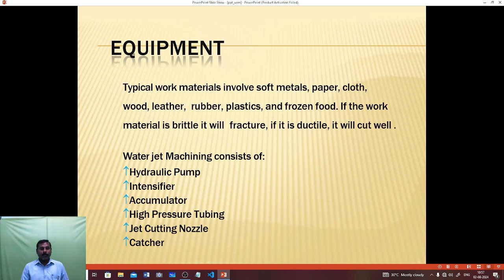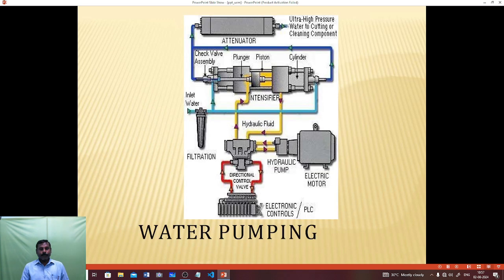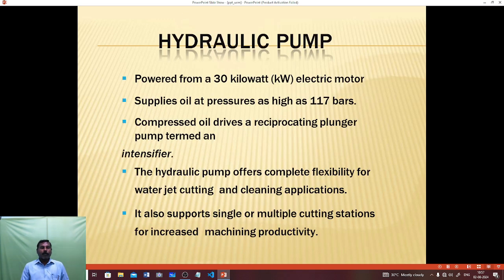Water jet machining consists of a hydraulic pump, intensifier, accumulator, high pressure tubing, and a jet cutting nozzle. The hydraulic pump, powered from a 3 kilowatt electric motor, supplies oil at pressures as high as 117 bar. Compressed oil drives a reciprocating plunger pump. The hydraulic pump offers complete flexibility for water jet cutting and cleaning applications. It also supports single or multiple cutting stations for increased machining productivity.